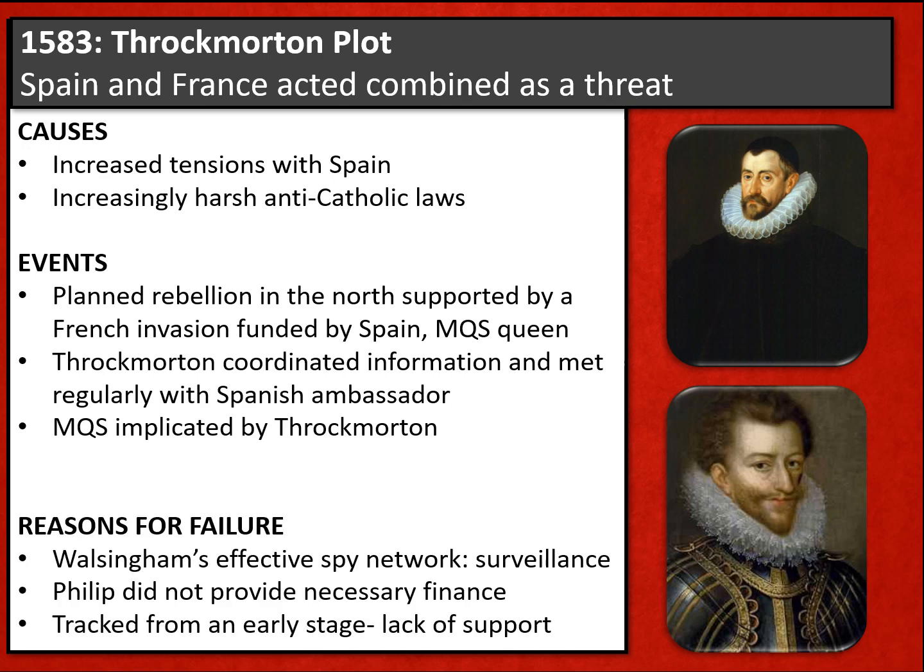Now, he met regularly with the Spanish ambassador, but because he was meeting so frequently with the Spanish ambassador, who was carefully watched by Walsingham, surveillance betrayed what he was up to. So again, Walsingham's effective spy network is crucial here. There were also delays around Philip of Spain not providing necessary finance, and the fact that from a very early stage, Walsingham was very clued up about what was going on.